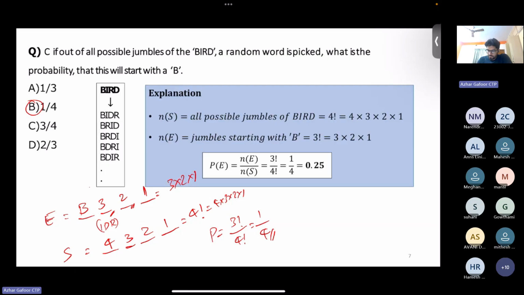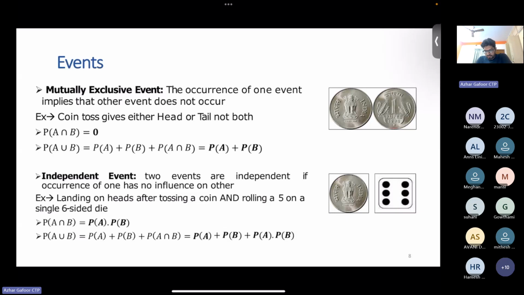Okay. All right. So the mutually exclusive events, which we have already discussed. Again, as a formal definition, the occurrence of one event implies that the other event does not occur. So that is the mutually exclusive event, like we have discussed.